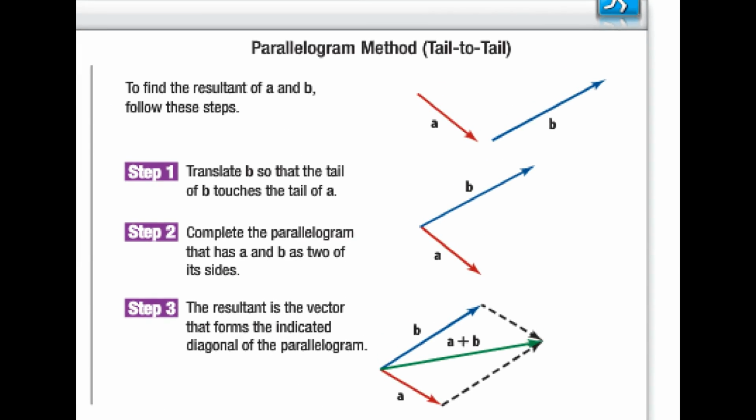All right, parallelogram method, you do tail to tail. So you did the tail to tail here. And then once it touches, you complete the parallelogram. Just copy this over, copy that over, and then the resultant is the diagonal. So that's this guy right here. It's the diagonal. There's two ways to do it. My preference is I like the triangle method. It's way less things written on your paper, but whichever is easiest for you, that's fine.